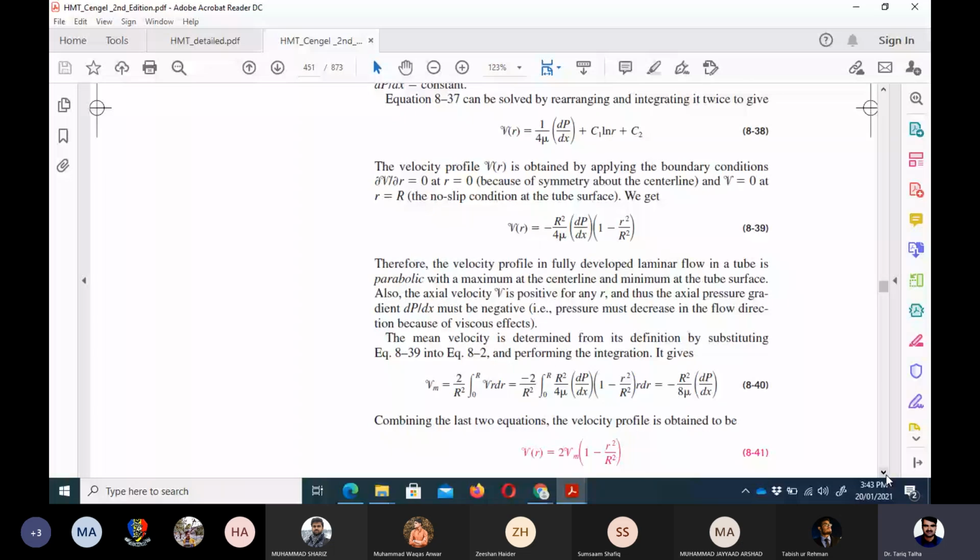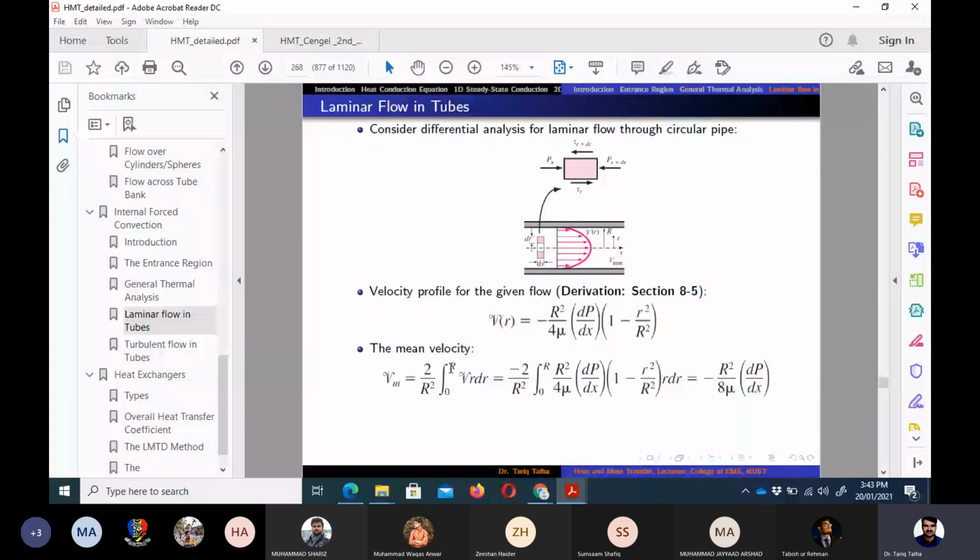if you look at the relation, V of r is minus R squared upon 4 mu dP by dx into 1 minus r squared upon R squared. We just integrate it from 0 to R to get the value of Vm. This formula is Vm equal to 2 upon R squared, integral 0 to R of V(r) r dr. If we do that, we can see that the velocity distribution is 2 Vm into 1 minus r squared upon capital R squared.